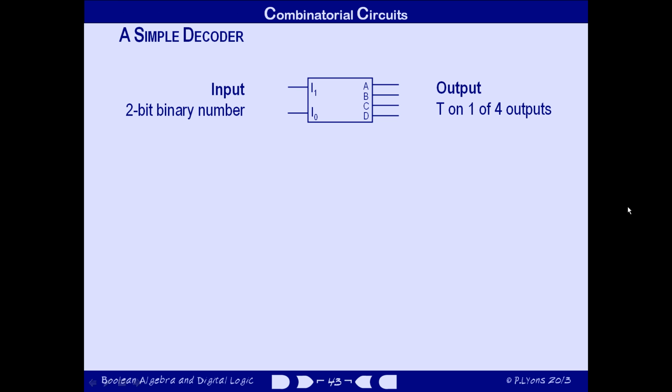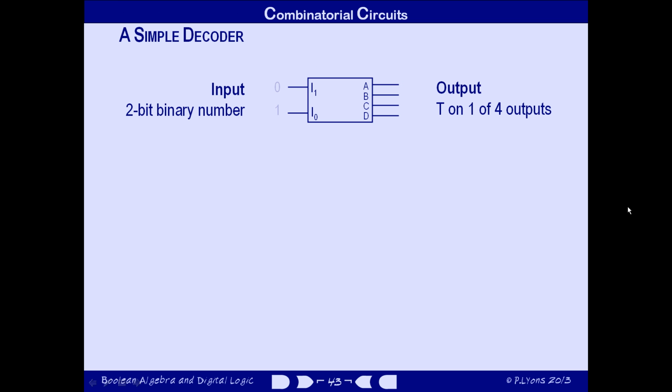There are 2 inputs which we'll call I0 and I1. Those are the bits of a binary number. I0 is the less significant bit, and I1 is the more significant bit of this number. If the input number is a 0, that is, if both bits of the number are 0, then the output wire, A, will have a true signal on it.